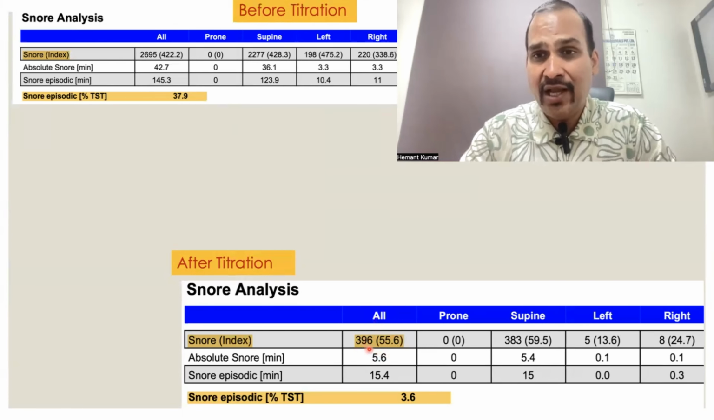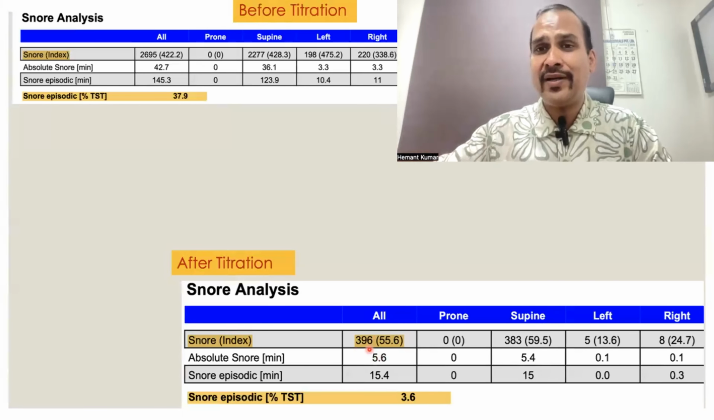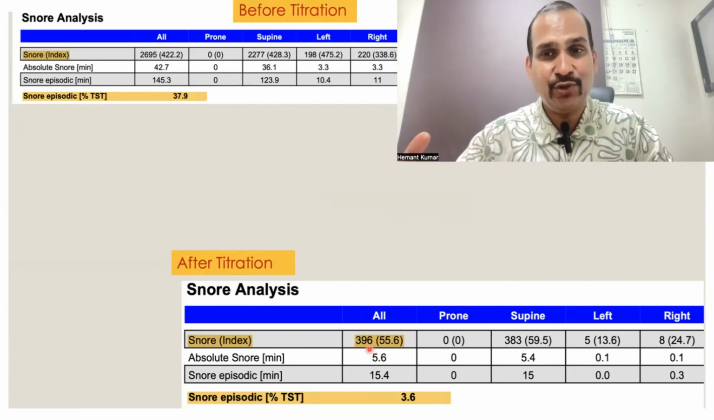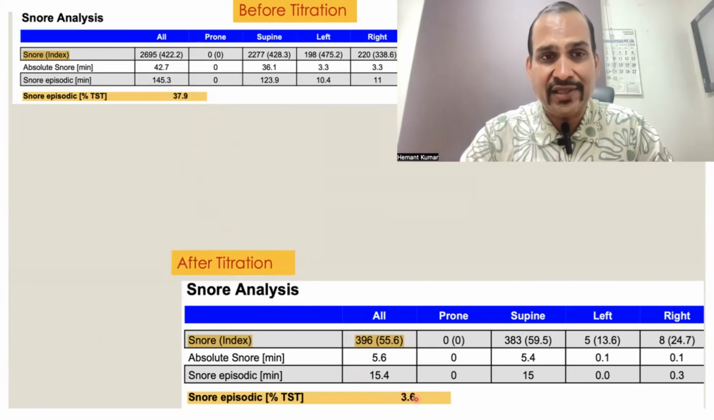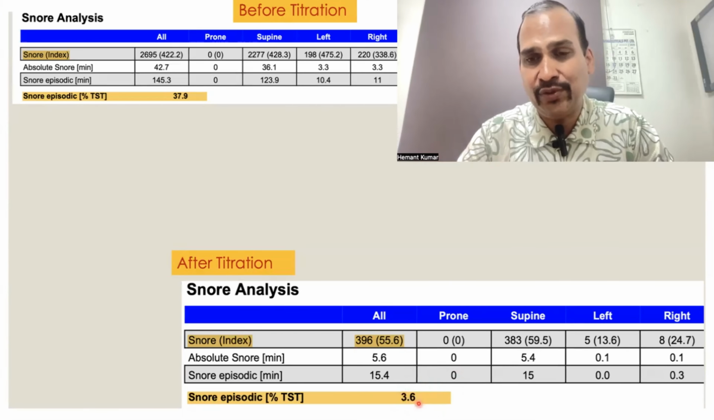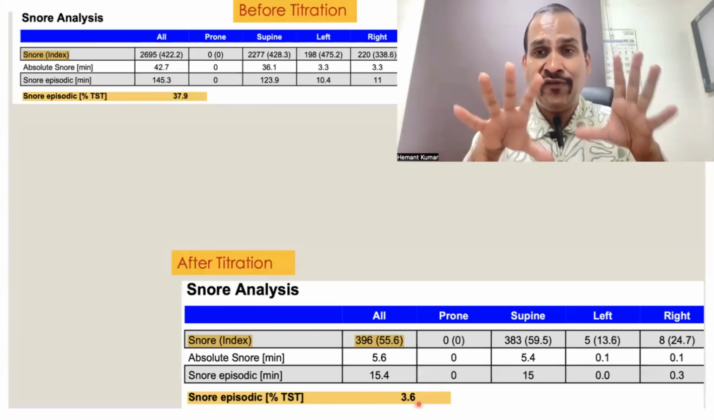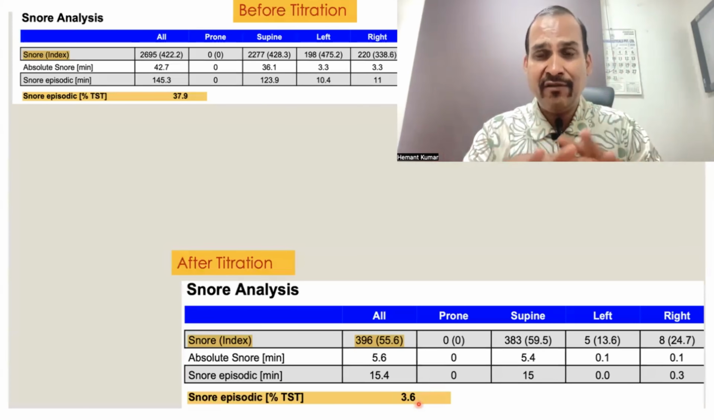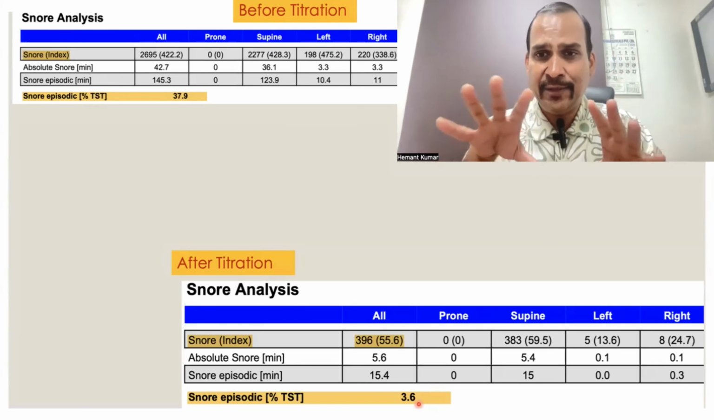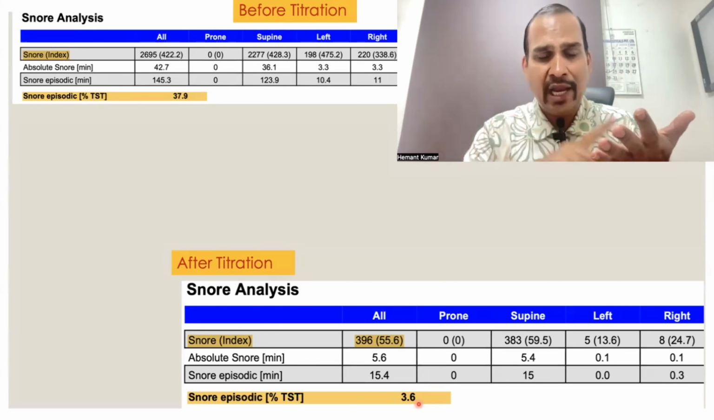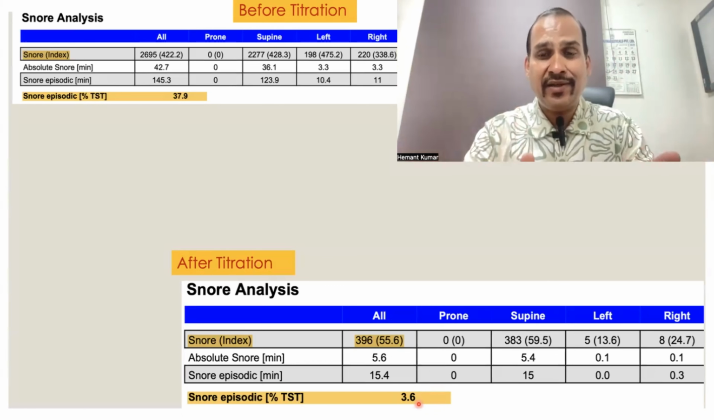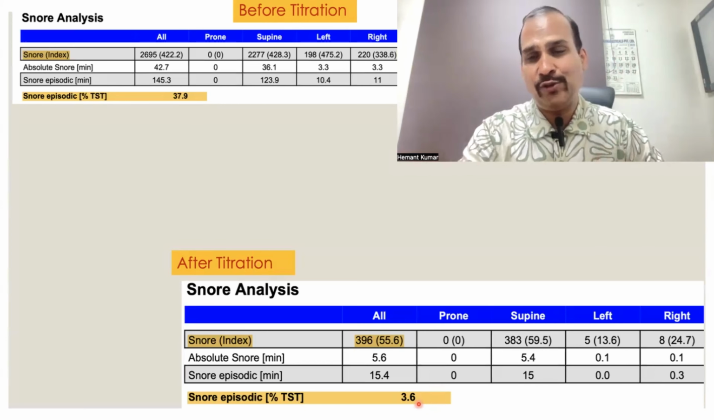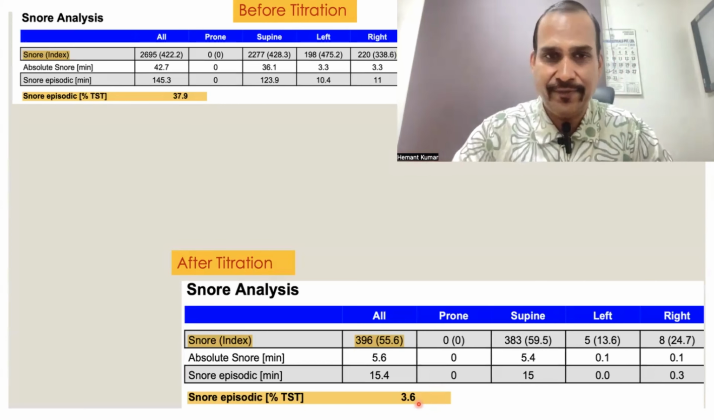You can imagine how comfortably the bed partner is sleeping with him. Episodic snoring has come down to 3.6, again around 90% reduction. So this is a very wonderful effect of CPAP. Once he applies CPAP, apnea is gone, hypopnea is gone, oxygen improves, and there is very much improvement in snoring also. Very comfortable sleep.